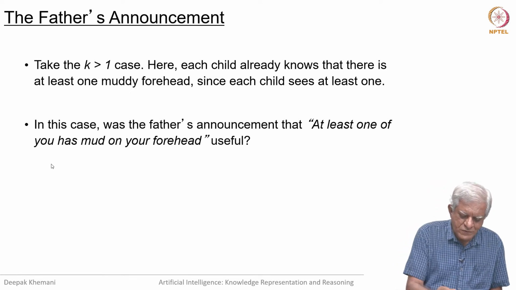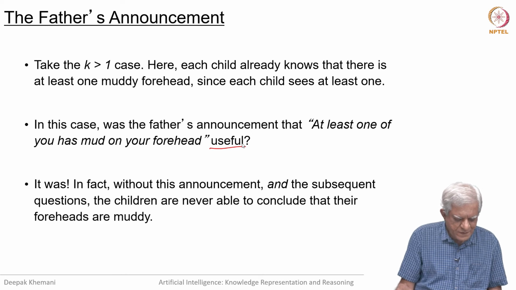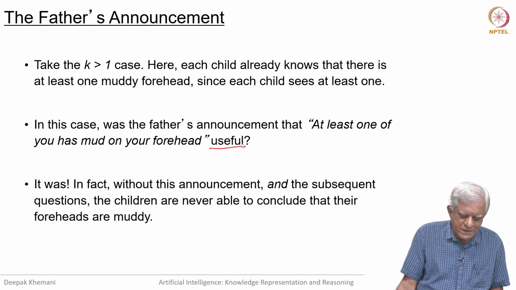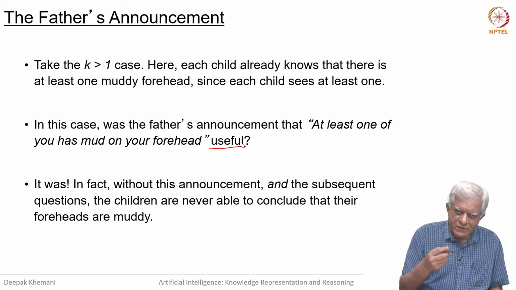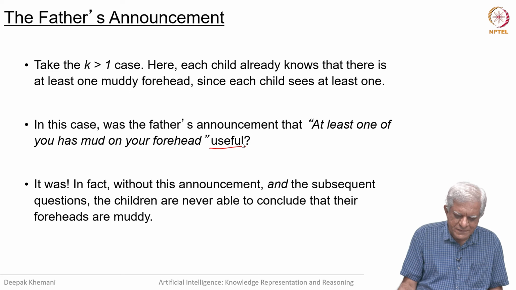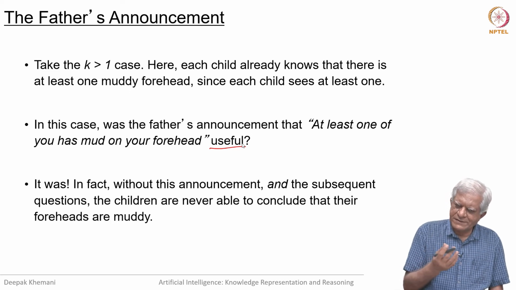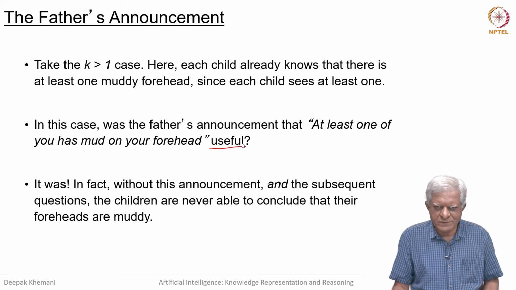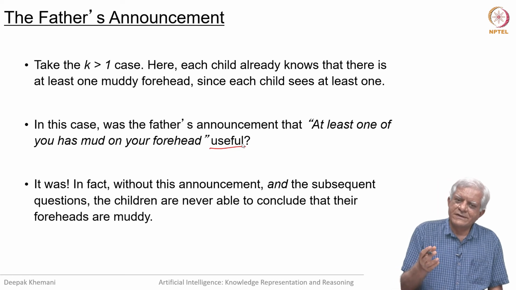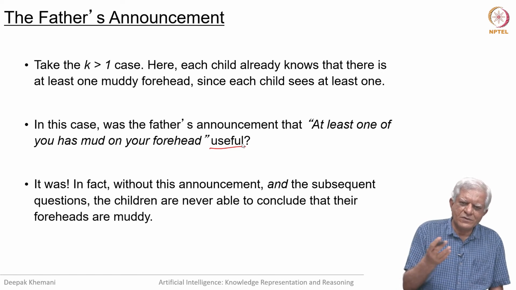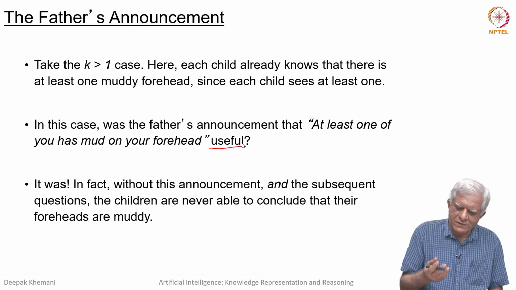Was this announcement useful is the question, and in fact, it was, because without the announcement and the subsequent questions, the children would never be able to conclude that their foreheads were muddy. So, just take the case of one muddy child. If the father had not made the announcement and there was only one child with a muddy forehead, the child would never know that he has mud on his forehead. If there are 2 children who have muddy foreheads and the father had not announced that someone has mud on their foreheads, then there is no reason for anyone to say that I have mud on my forehead.